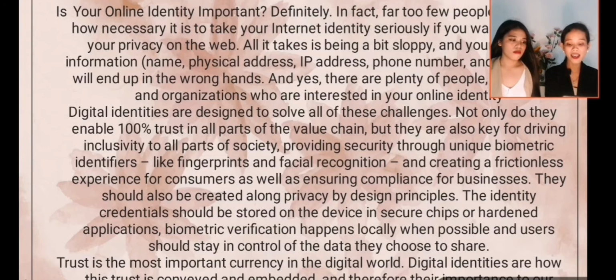Digital identities are designed to solve all of these challenges. Not only do they enable 100% trust in all parts of the value chain, but they're also key for driving inclusivity to all parts of society, providing security through unique biometric identifiers like fingerprints on our phones and facial recognition, and creating a frictionless experience for consumers as well as ensuring compliance for businesses.